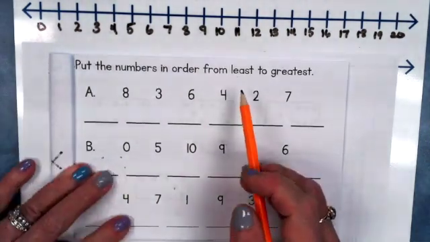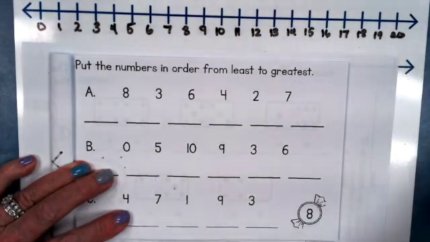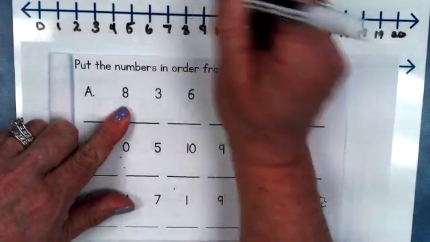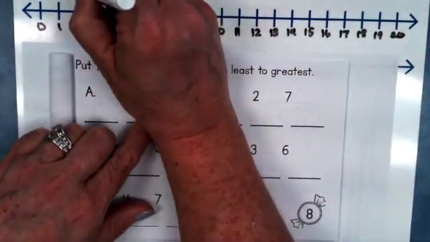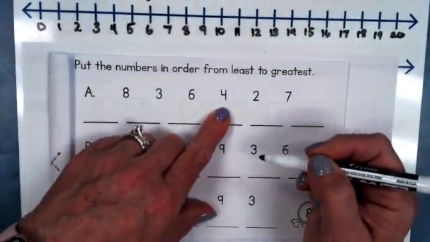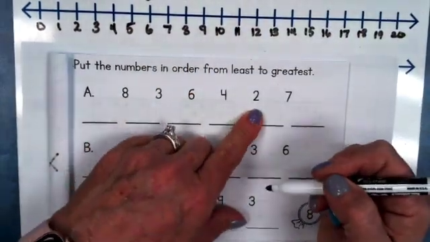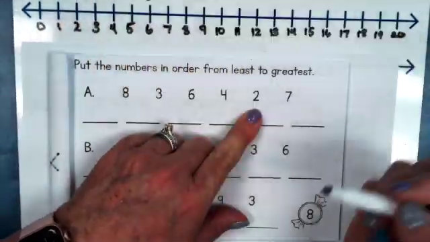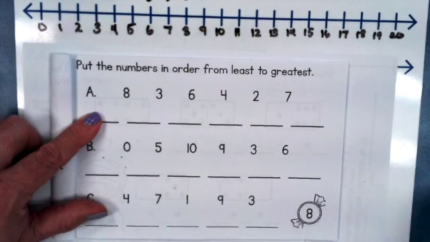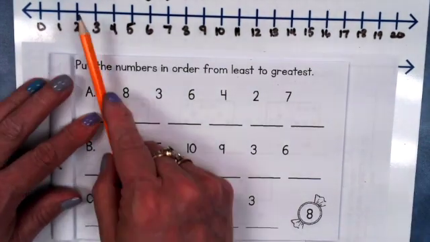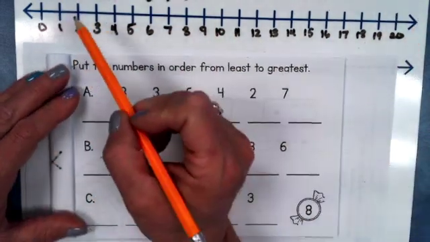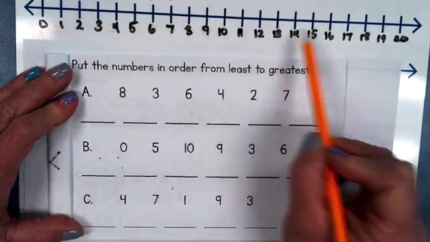So let's look at our numbers. I'm going to put a little mark next to each one. So our first number is 8. So I'm going to put a dot right there. I have a 3. I have a 6. I have a 4. I have a 2. And I have a 7. So I went through and I found all those numbers on the number line. Now what I need to do is start on the left-hand side and work my way towards the right, and that will take me from the smallest number to the largest number.